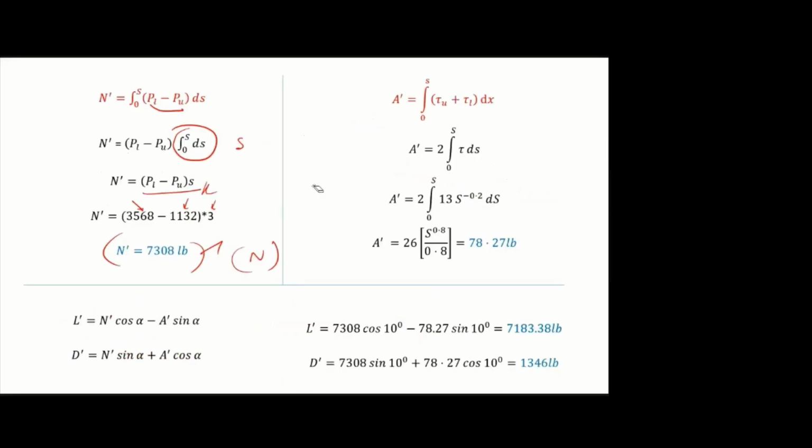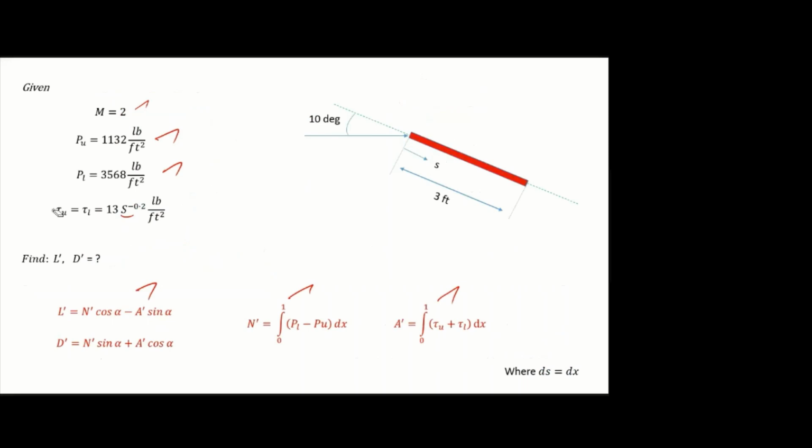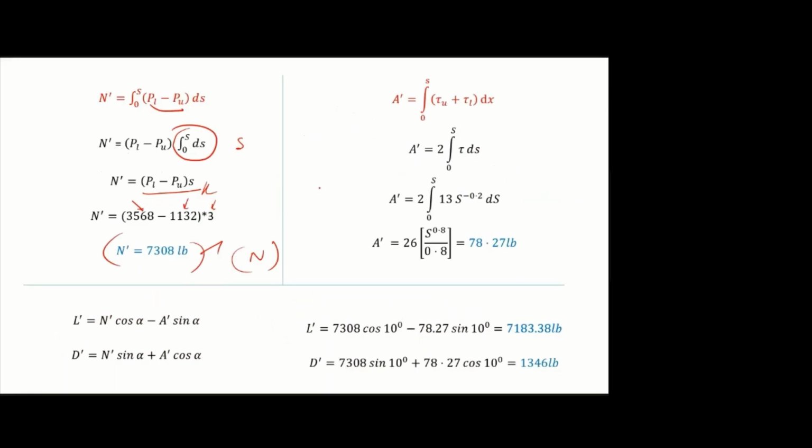But shear stress is equal on the upper and lower surface, but it is not constant, it is variable. So you have to go for the integral. Since both are equal, I am writing 2 integral tau ds, substitute the tau value, integrate, and you will get this value. Then you know the normal L and D equation. Alpha is mentioned as 10 degree, substitute, and you will get L dash and D dash.